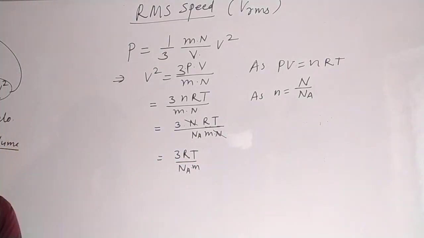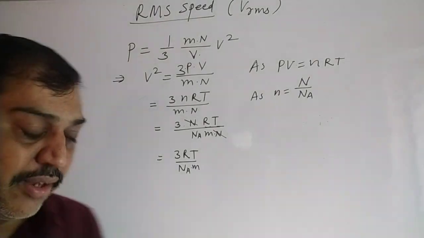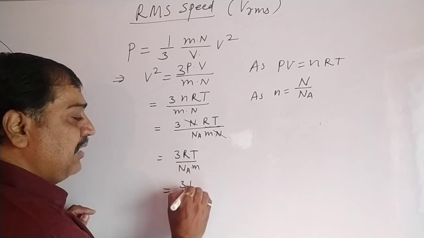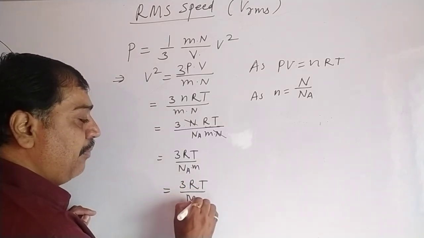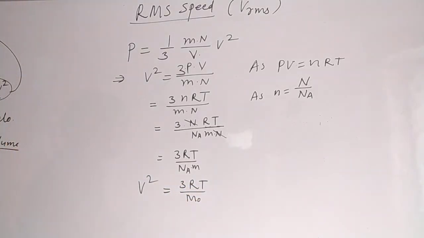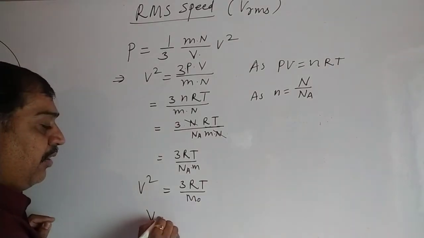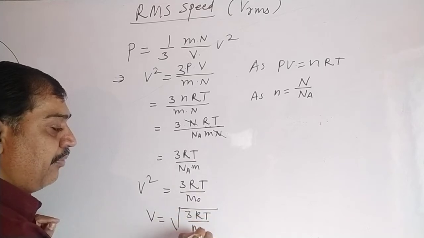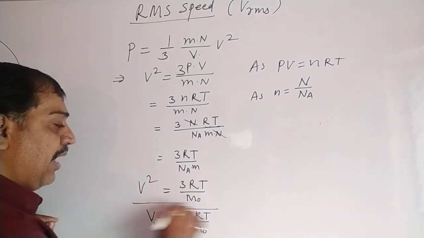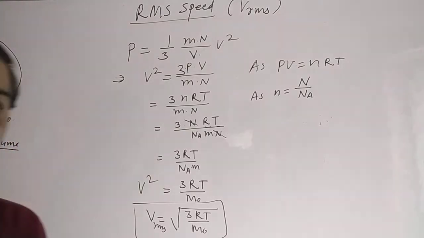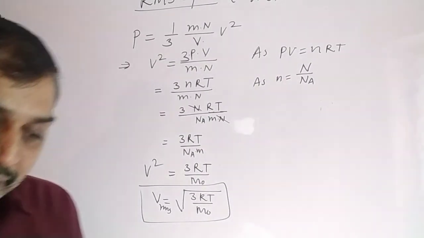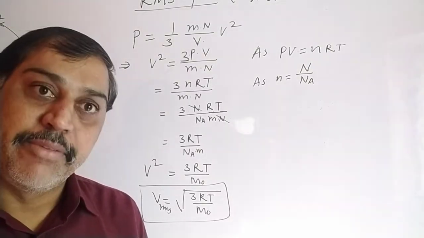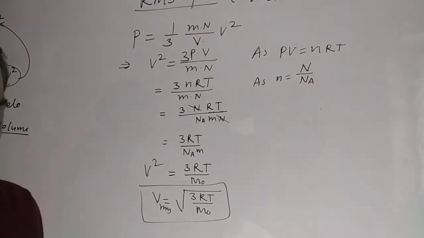This Na into m is called the molecular weight, and that was represented by m0. So the same thing can be written as thrice RT divided by m0, that is V square. Now V equals the square root of thrice RT divided by m0, and this is said to be VRMS, the root mean square velocity. In this fashion we have derived the equation for root mean square velocity, that is the square root of thrice RT divided by m0.